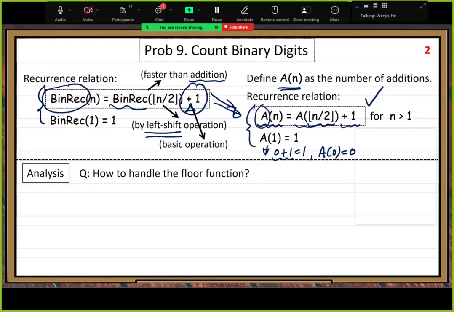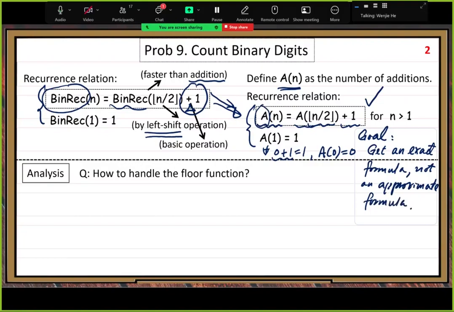Because our final answer, the goal for the final answer, is that we need to get an exact formula, okay? Not an approximate formula. So here, we want to get the exact formula. Approximate, yeah, that's different.